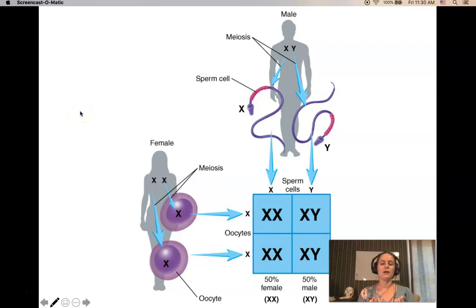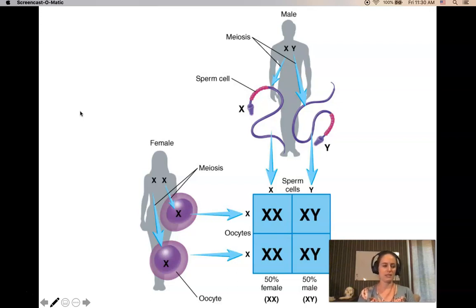Now we're going to talk about principles of inheritance, and we're going to discuss principles of inheritance by talking about Punnett squares. Now, if you've ever done a Punnett square before, or had any kind of genetics instruction before today, then you already know a little bit about this. You already know that it's an imperfect system.